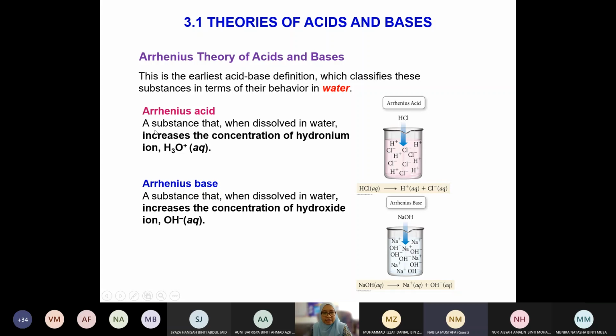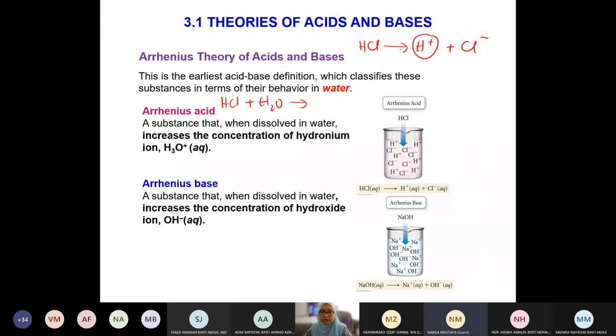Okay, alright, so an Arrhenius acid is a substance that when dissolved in water increases the concentration of hydronium ion. Okay, alright, so katakanlah kan, HCl, okay, in water, H2O, it will dissociate to produce, you akan buat macam ni. Kalau dissociation of HCl, you akan tend to buat begini. This is with respect to HCl punya dissociation.